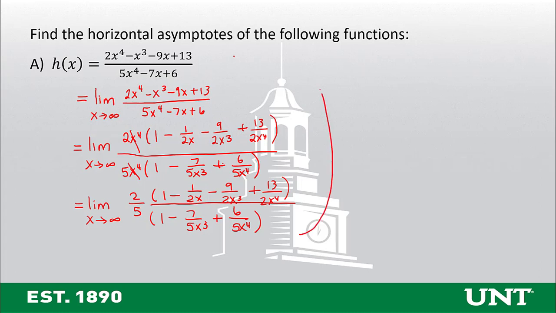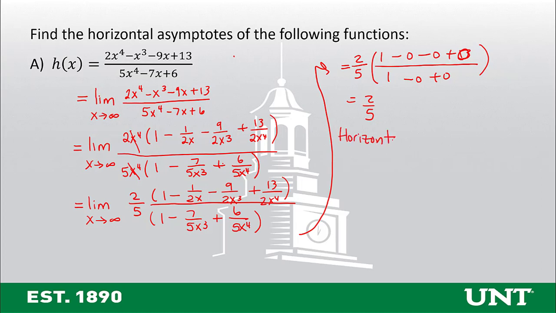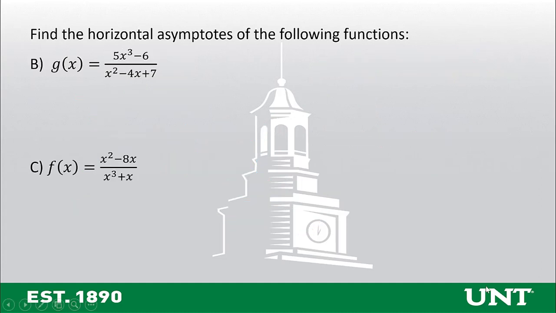Let's look at the denominator. You will have 1 minus 0 again, because if you have 7 over 5x cubed and the x cubed gets real big, that entire term goes to 0. Similarly, plus 0. So that simplifies to 2/5. We see that the horizontal asymptote is y equals 2/5. Notice that the behavior of this rational function as x approaches infinity is determined by the ratio of the highest degree terms, the numerator and the denominator. B.